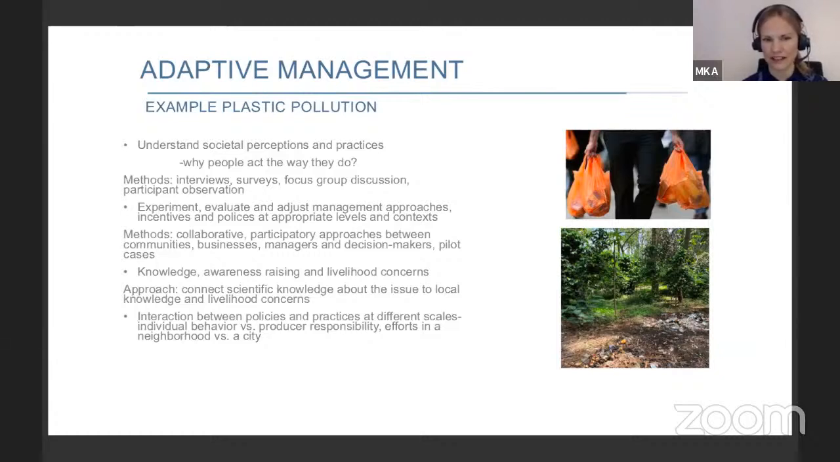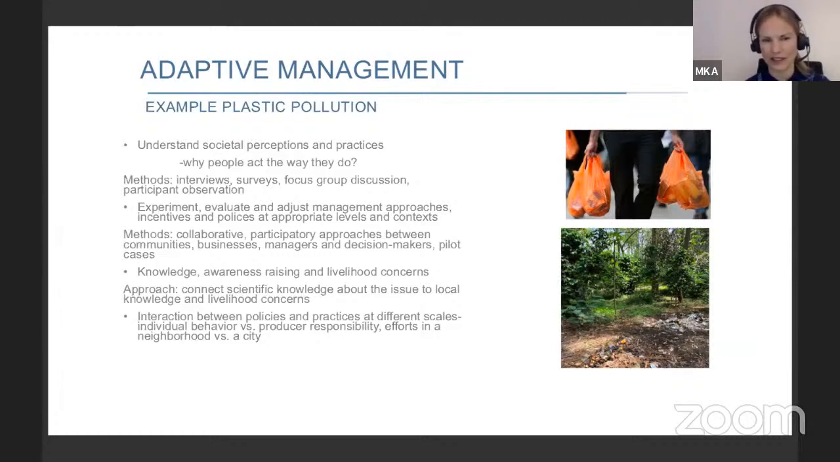There's also an issue of knowledge, awareness raising, and livelihood concern. For example, if environmental problems can be linked to what people feel are their livelihood concerns, it's more likely that they will actually act on the issue. And it might be that it needs to be addressed in a broader manner. So if scientific knowledge about the effects of plastic pollution can also be linked to local knowledge and what they feel are important in their lives, this might be a more successful approach.